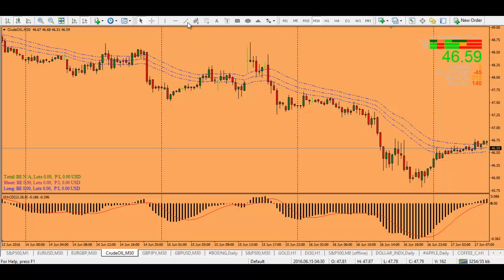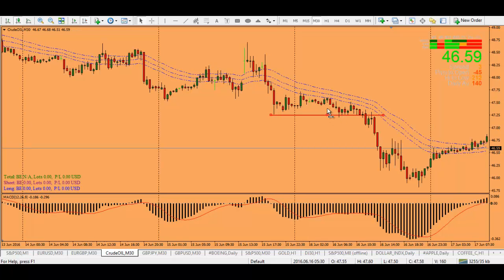We mark our swing low, almost this or this. I will choose this one. This is our swing low. Our stop loss will go above the swing high here. Okay, and see, a decent profit.